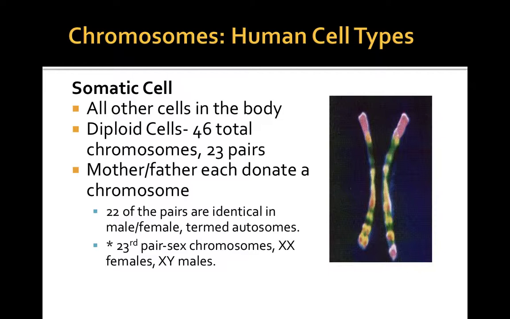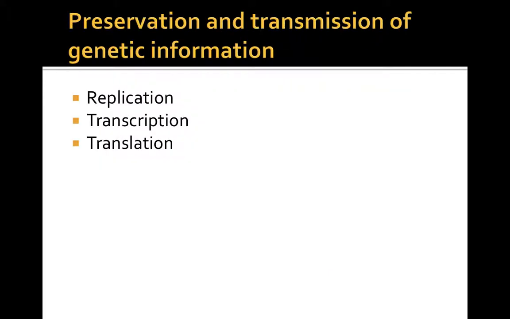Somatic cells are all other cells in the body. Diploid. Replication is defined as the copying of DNA to form identical daughter molecules. Transcription is defined as the message encoded within the DNA transcribes into RNA and is carried to the ribosomes. Translation is when the genetic message is decoded and converted into the 20-letter alphabet of the protein structure.